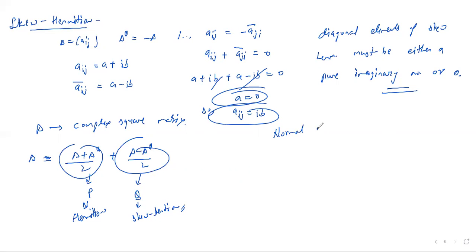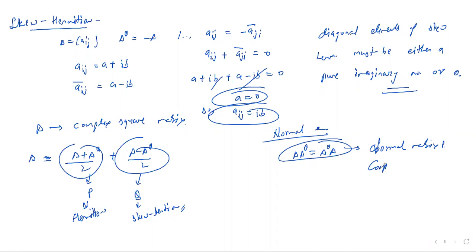Now let's see normal matrices in the complex field. A normal matrix in the complex field is one that commutes with A theta, that is, a matrix A that commutes with its complex conjugate transpose. That is, A A theta equals A theta A. This is said to be a normal matrix in the complex field.